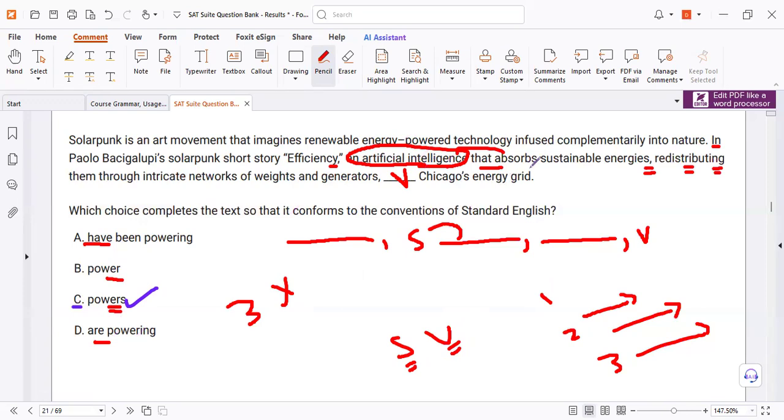And already we have evidence: absorbs. This subject goes with this verb, so it is singular. So intelligence must be singular, letter C. And that's it. We always follow the rules.